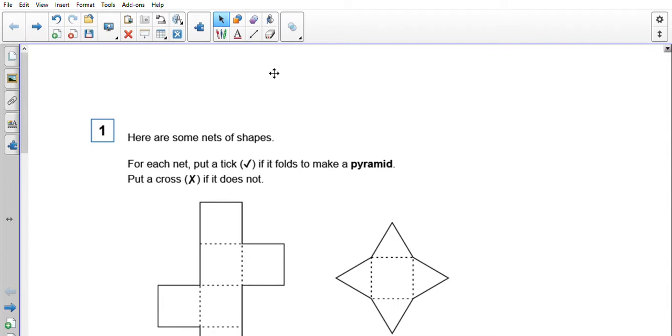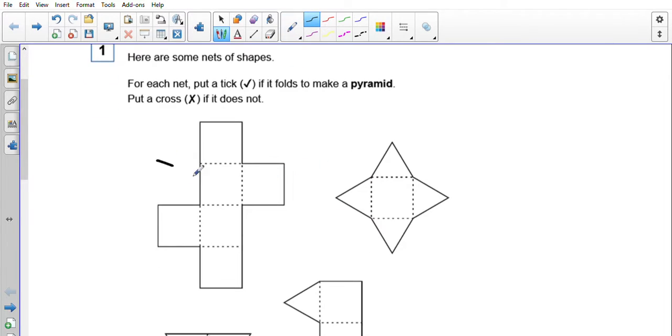Right, 3D shapes again. Let's have a look at some of these questions. Okay, number 1. Here are some shapes of nets. For each net, put a tick if it folds to make a pyramid, put a cross if it does not. So what do we know about pyramids? Well, we know they're going to have triangular faces. So anything without a triangular face we can remove.